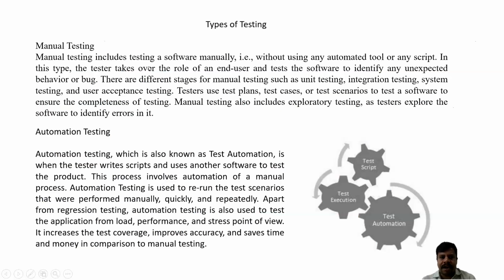In this type, the tester takes over the role of an end user and tests the software to identify any unexpected behavior or bug. In this process, there might be different stages such as unit testing, integration testing, system testing, user acceptance testing, etc.